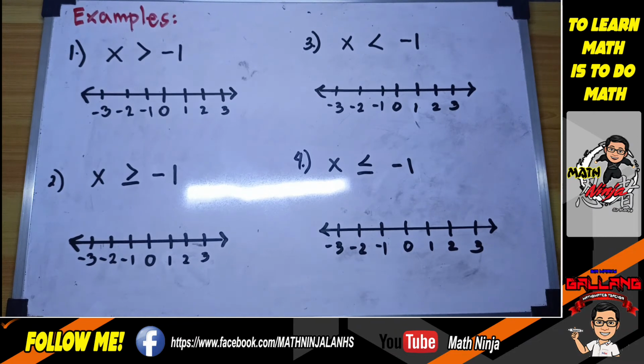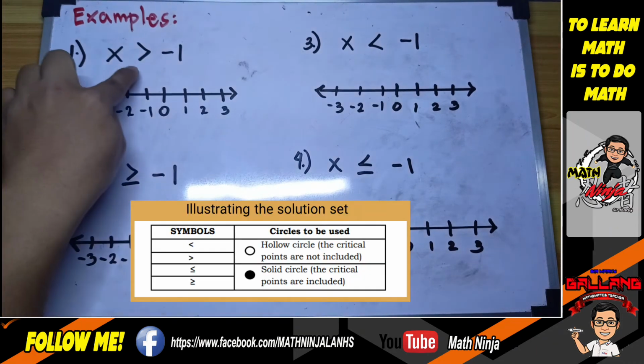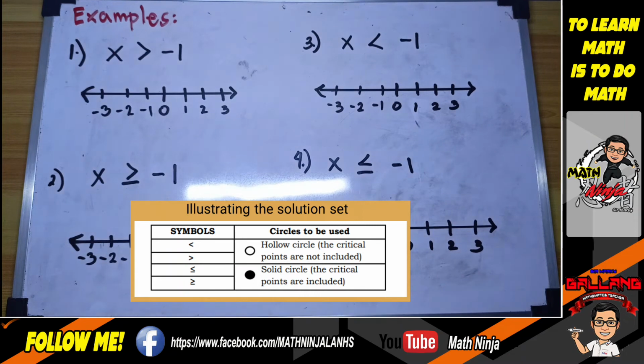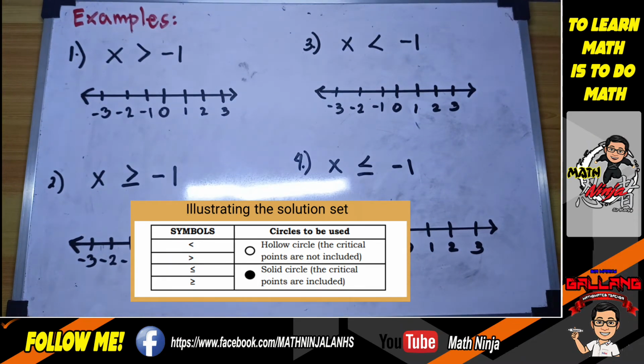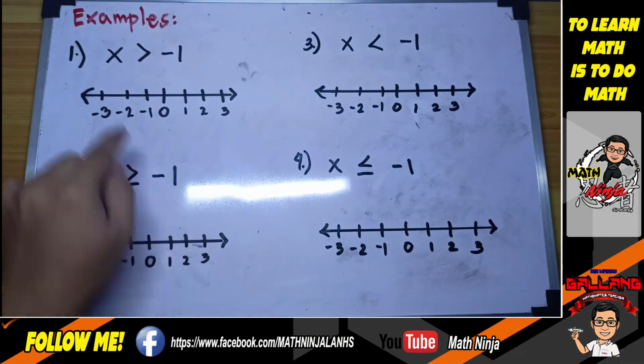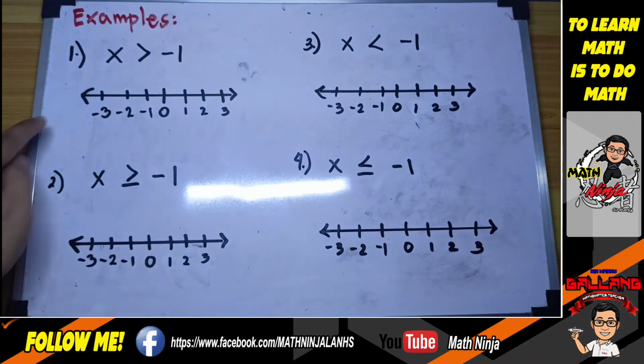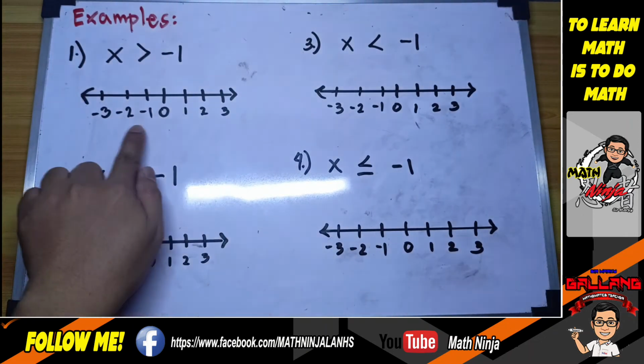Okay, so before natin i-plot yung inequality number 1, identify muna natin kung anong circle yung ating gagamitin. So, alam naman natin na ang circle natin gagamitin ay nakadepende kung anong inequality symbol ang ginamit. So, in this case, ang ginamit na inequality symbol ay greater than. So, therefore, ang ating gagamiting circle is yung hollow circle. Kapag alam na natin kung what kind of circle, hanapin natin ngayon yung value ng x doon sa number line. So, in this case, that is negative 1.